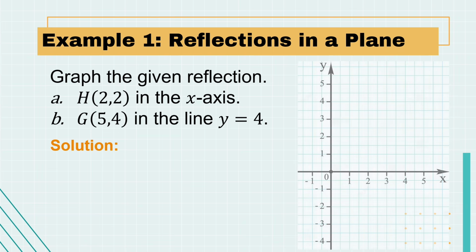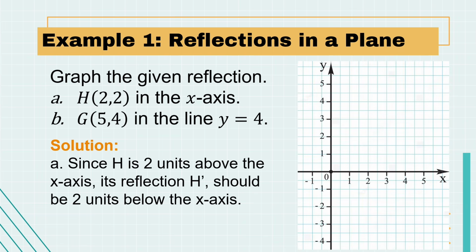For part A, point H is reflected in the x-axis. The x-axis is our line of reflection. From the graph, H is 2 units above the x-axis. Therefore, H prime should be 2 units below the x-axis. So we count the distance of H from the x-axis, then copy that same distance on the other side. This is the key rule. Equal distance, opposite side. So if H is above the x-axis, H prime will be below the x-axis.